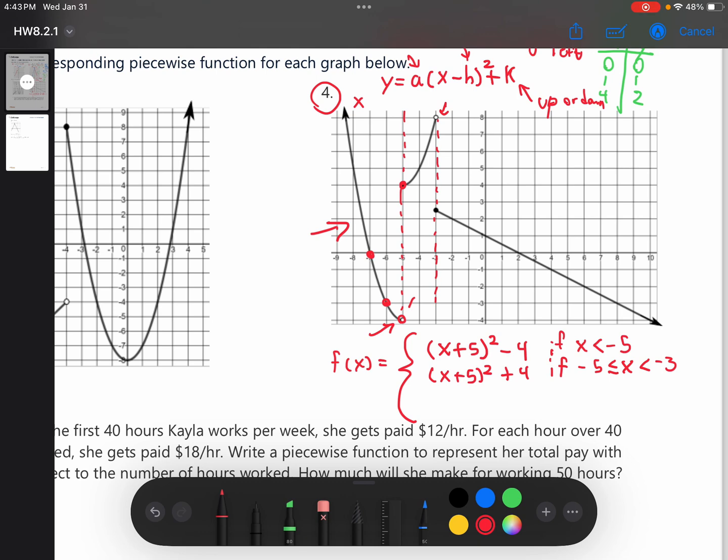Then finally, this line right here, probably the easiest thing you can do is look at the y-intercept, right? This is going to follow the y equals mx plus b form. So the y-intercept is -1. Looks like the slope is down 1 over 2. So it looks like this would be -1/2 x minus 1.